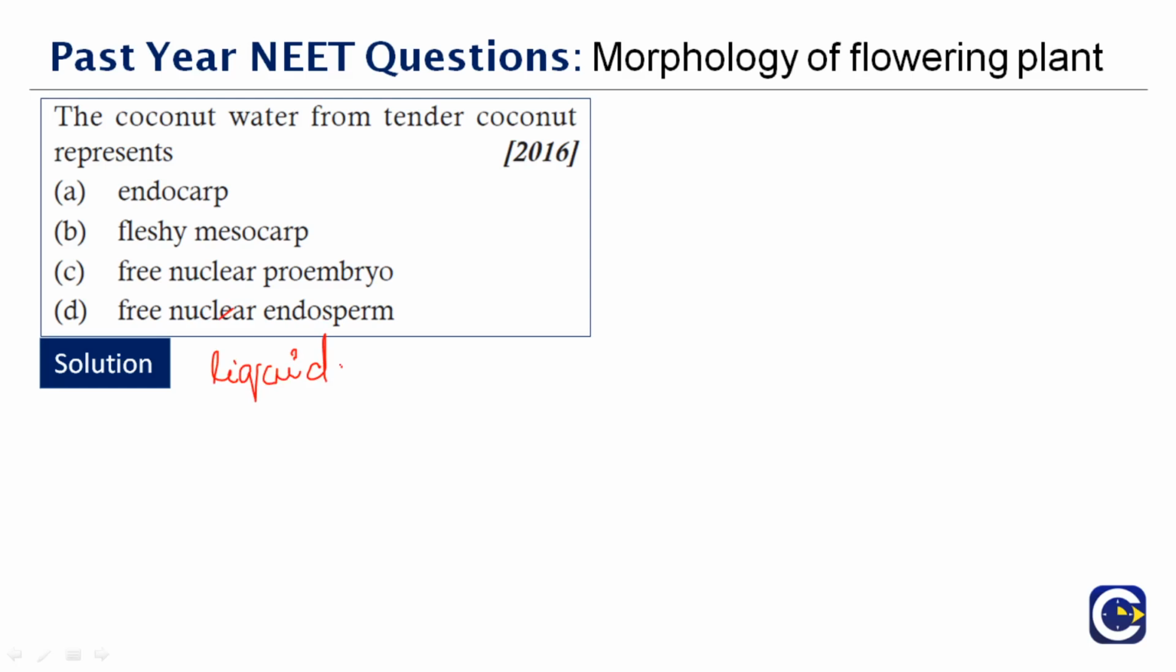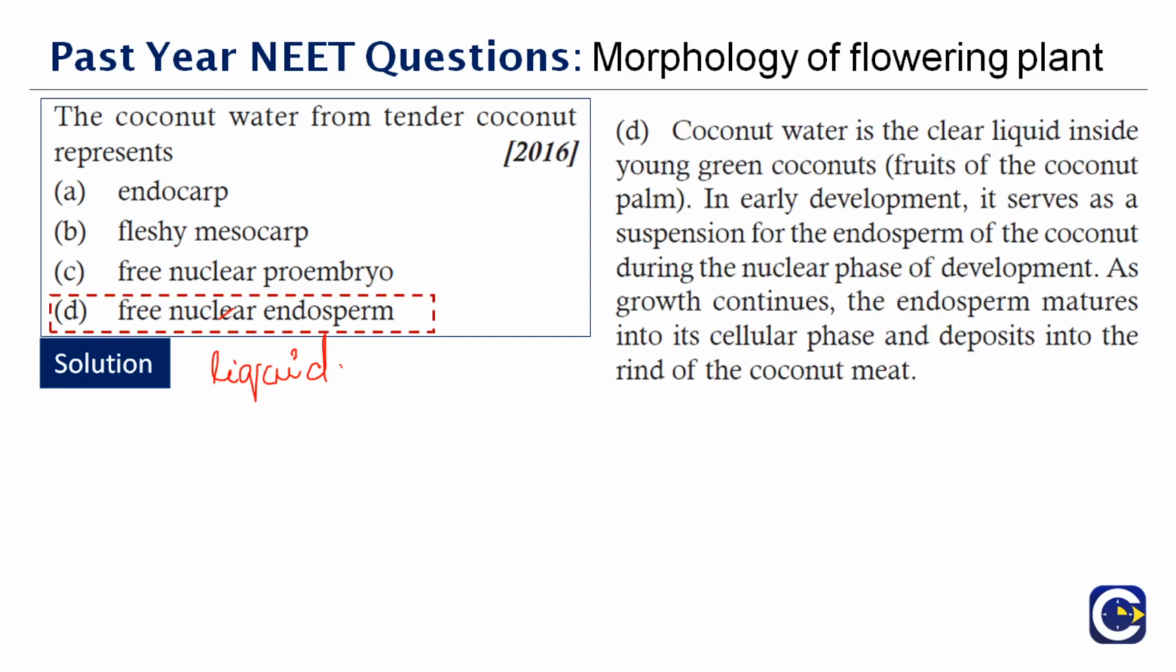In early development, it serves as a suspension for the endosperm of the coconut during the nuclear phase of the development. As growth continues, the endosperm matures into a cellular phase and deposits into the rind of the coconut, the coconut meat. So here, the coconut water, as you all know, is a liquid. And in the early development, what does it serve as? It serves as a suspension for the endosperm of the coconut during the nuclear phase of development. Therefore, the coconut water is free nuclear endosperm. Okay. Therefore, the right answer is option D.